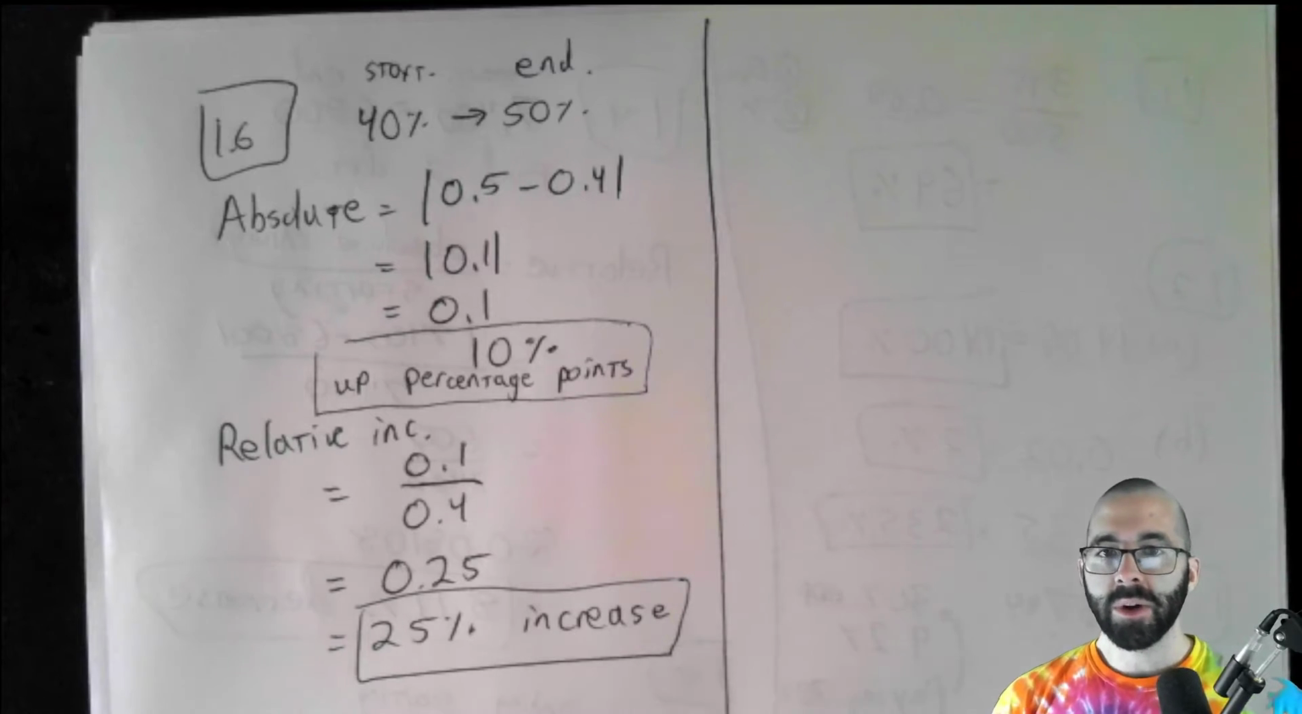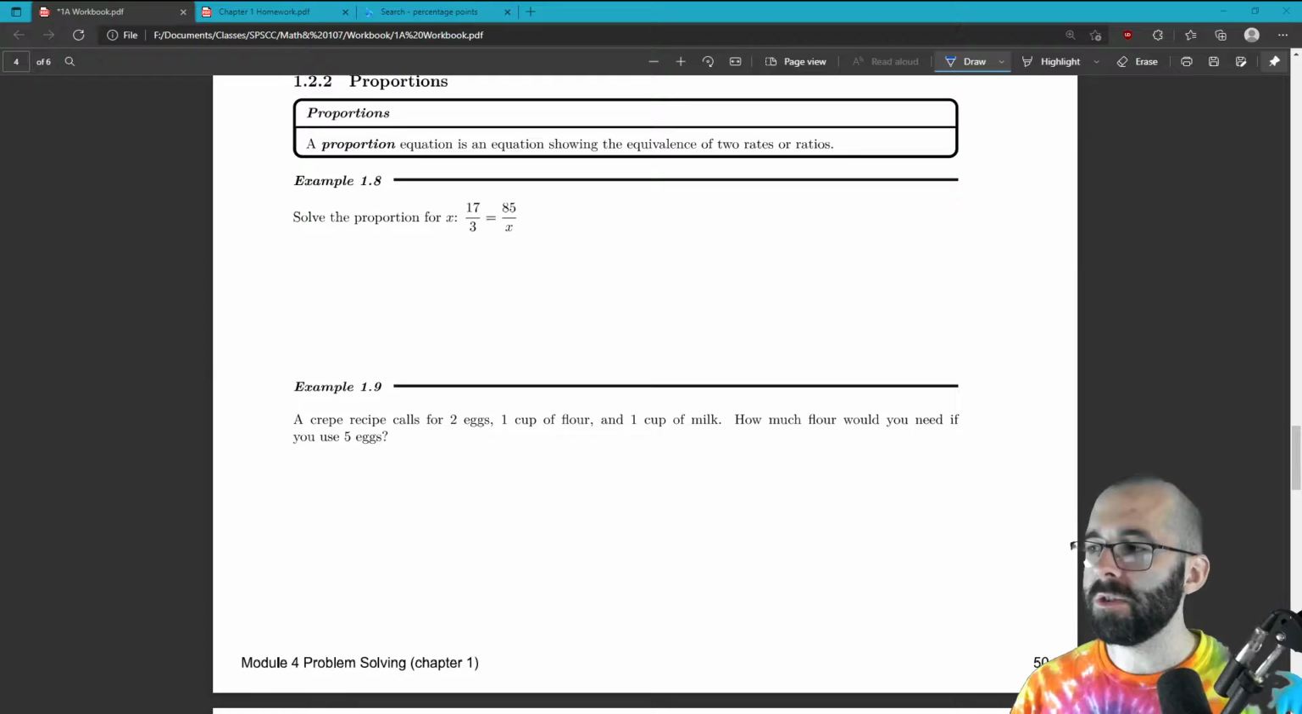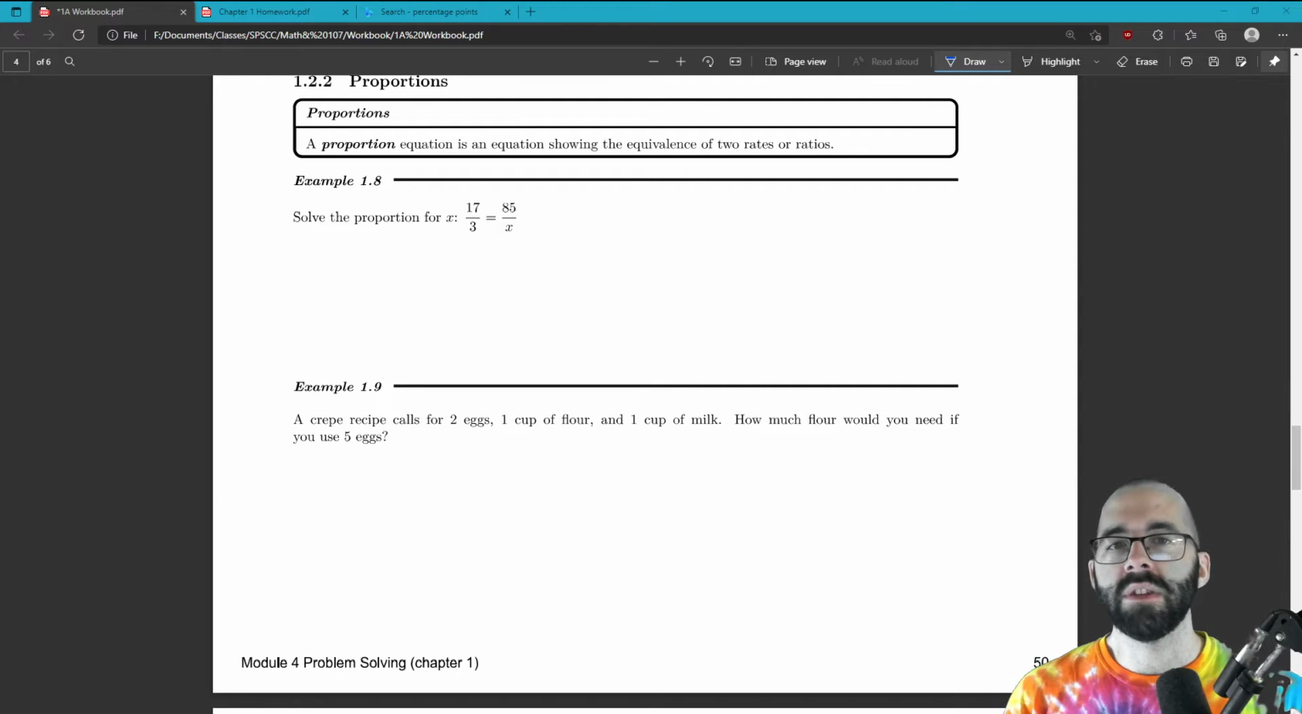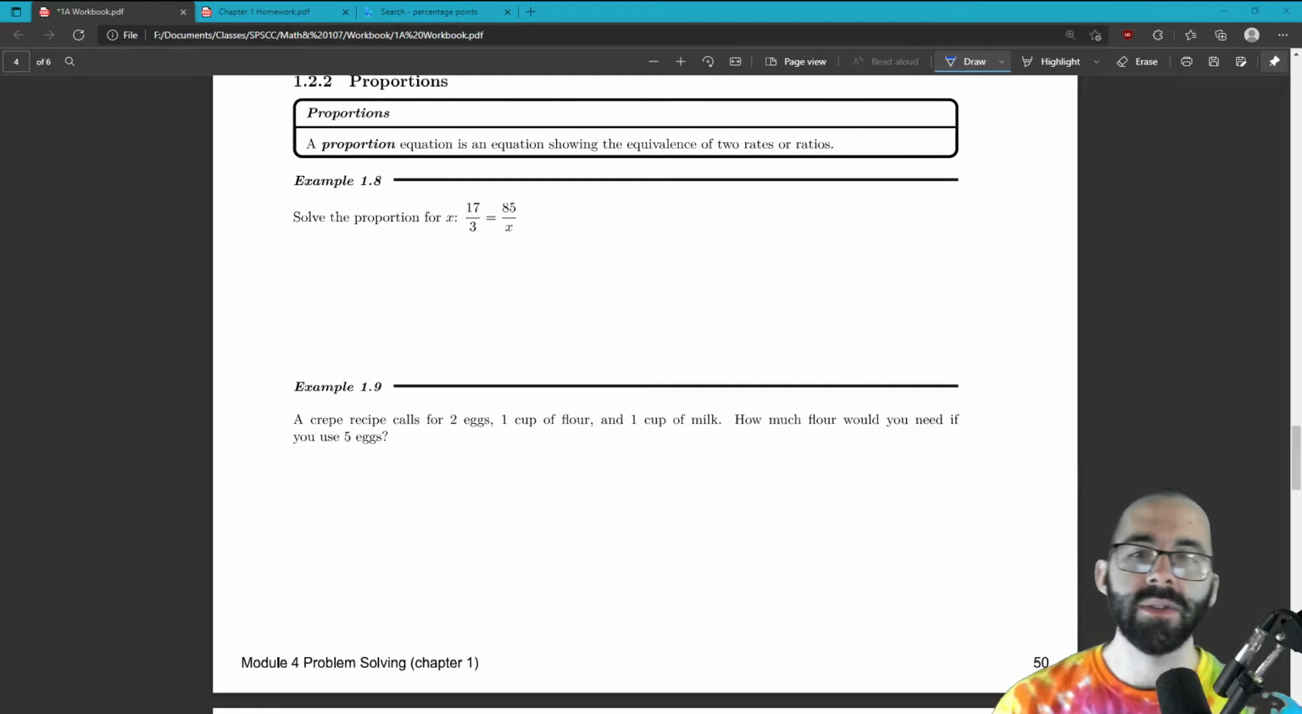All right, next up, we're going to talk about proportions. A proportion is an equation that just shows the equivalence of two ratios or rates. So this right here is a proportion. There's a couple of ways of solving this. The most common one is cross multiplying, which we'll talk about. And then we'll also look at some application problems and use proportions to find out how to do it.